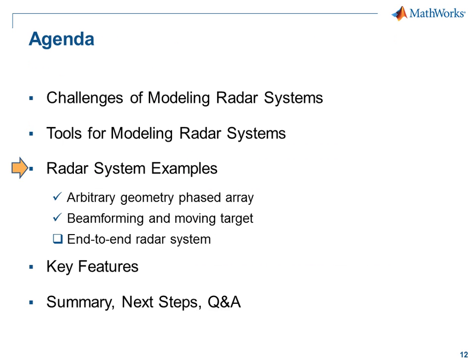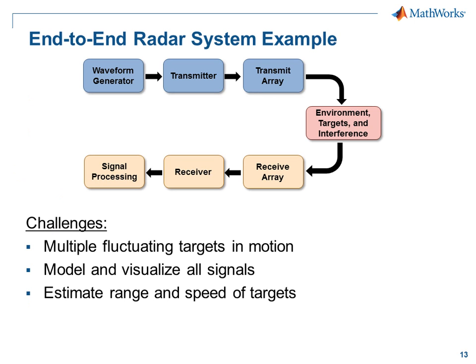Let's move to our third example. In the previous example, several components such as the waveform, transmitter, and target models were omitted. This time, let's look at a complete end-to-end radar system. In this example, I'll show you how to model and simulate a ground-based monostatic pulse radar.